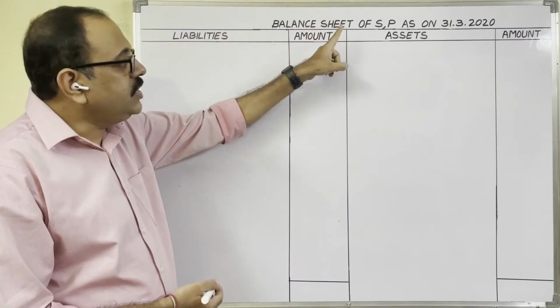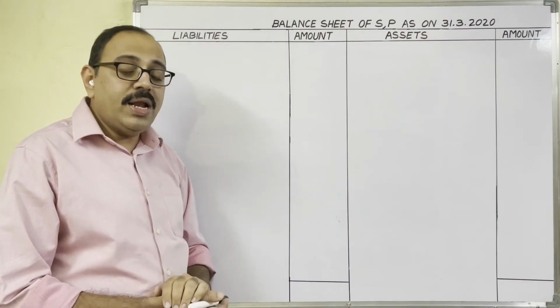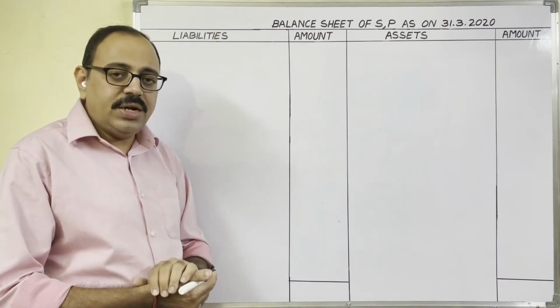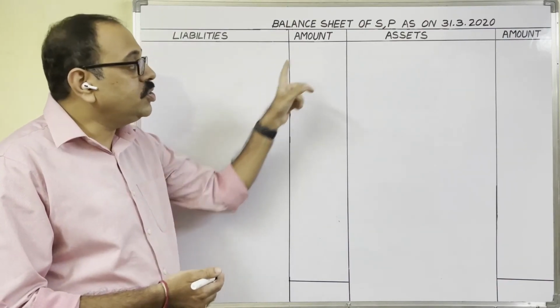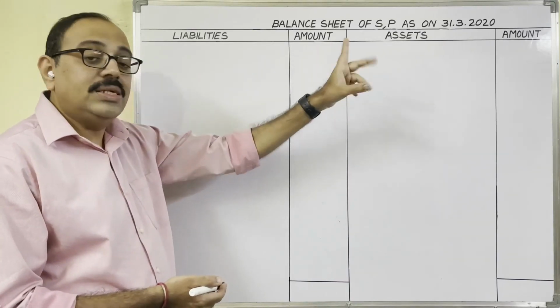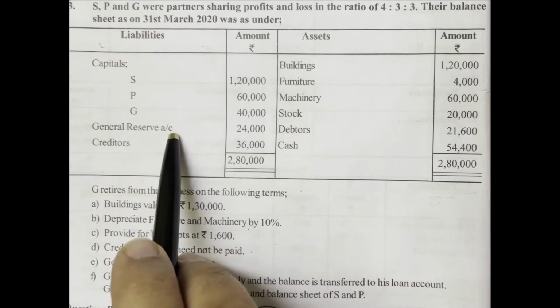Balance sheet of S and P as on 31st March 2020. The old balance sheet contains three names, no? S, P, G. Now G is retired. So the new balance sheet contains only two names, S and P. Liabilities amount, assets amount. Based on the old balance sheet, we have to prepare the new balance sheet.